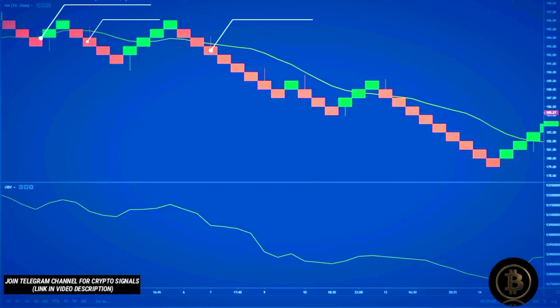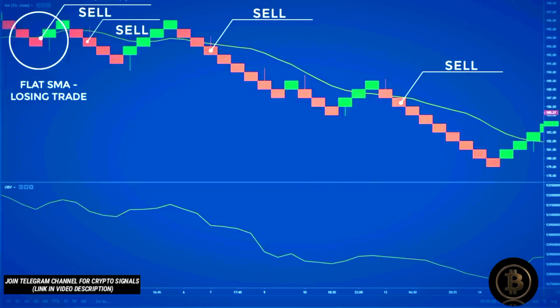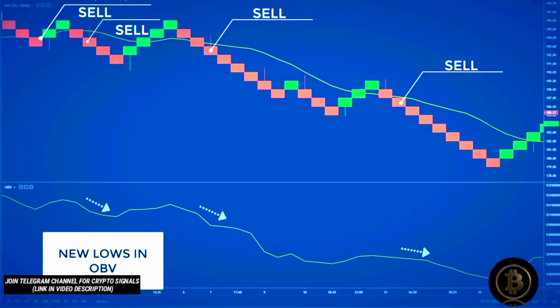The first one was a losing trade, but we could easily have avoided it if we looked at the slope of the simple moving average, which was flat. The next trade signals were successful as the price and the OBV went hand in hand and the price was making lower lows and lower highs.